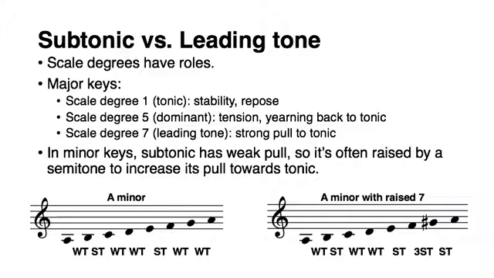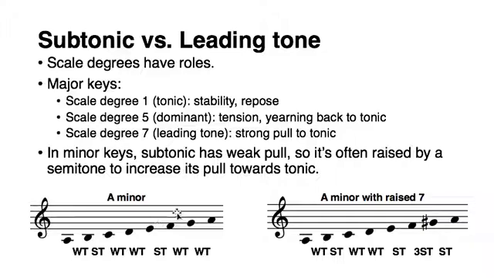So, in minor keys, what is often done over the course of a composition or a song is that composers will often alter the minor scale, change the subtonic to a leading tone by raising that note, that scale's 7th scale degree, by 1 semitone, like you see here. By doing this, scale degree 7, now raised by a semitone, sits 1 semitone away from tonic and has a much stronger pull back to tonic.